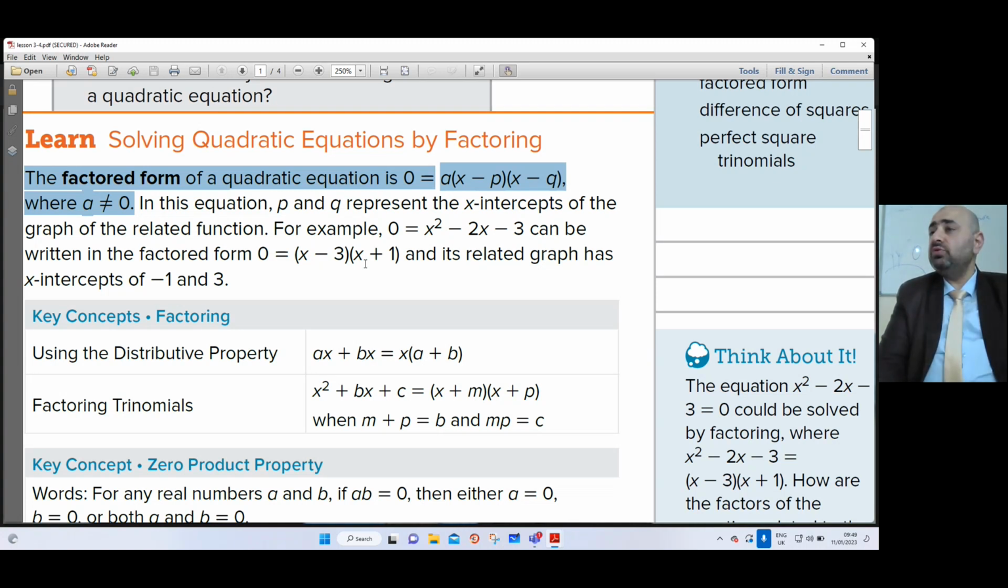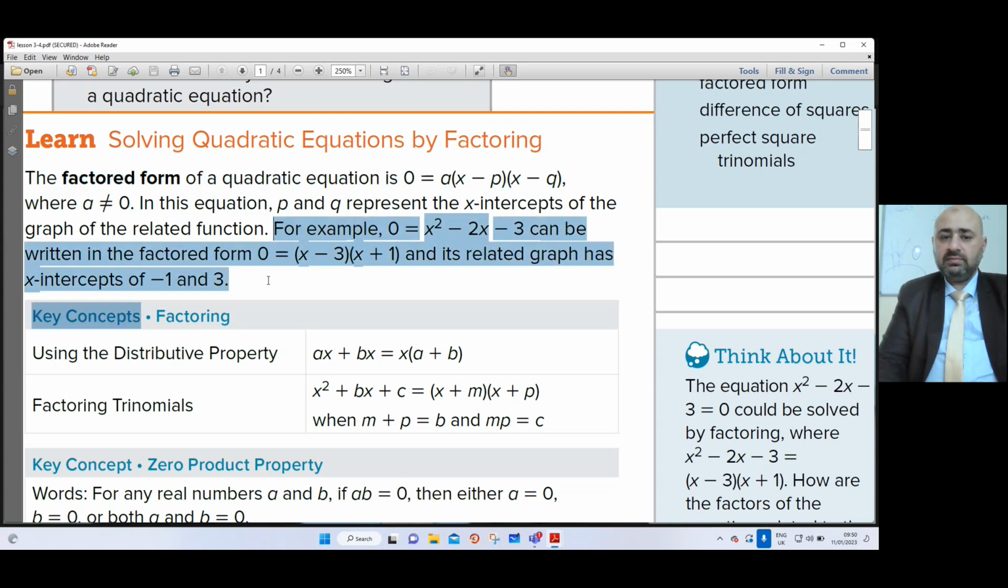Then we want two numbers. The sum of them will be negative 2, and the product of them will be negative 3. What are the numbers? Negative 3 and plus 1. Why? Because negative 3 plus 1 will be negative 2, and negative 3 times 1 will be negative 3. Then we can solve the equation. So write this example, please.